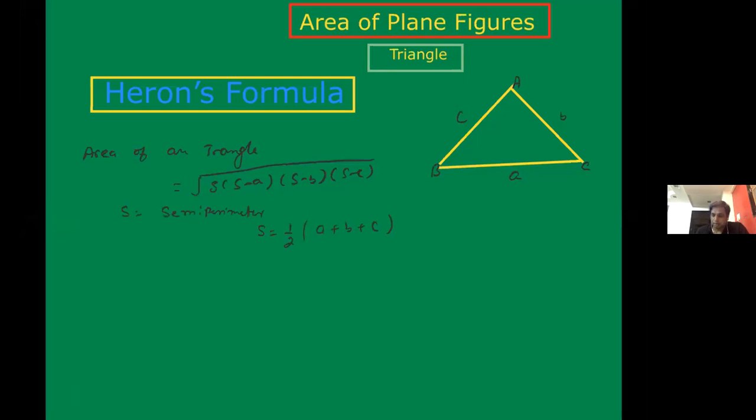So if all the sides of the triangle are given, we can easily find the area by just calculating the value of s, the semi perimeter, and putting this value into the formula: the square root of s times (s minus a), (s minus b), (s minus c). So easily you can find the area of the triangle.